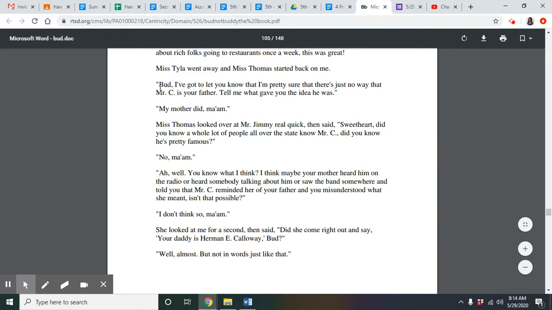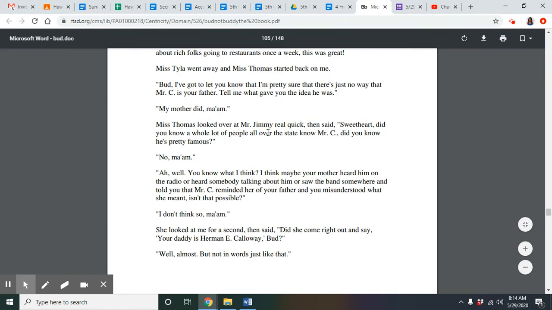And then Miss Thomas begins the conversation again with Bud. "I've got to let you know that I'm pretty sure that there's just no way that Mr. C is your father. Tell me what gave you the idea he is." Bud goes on with, "My mother did, ma'am."